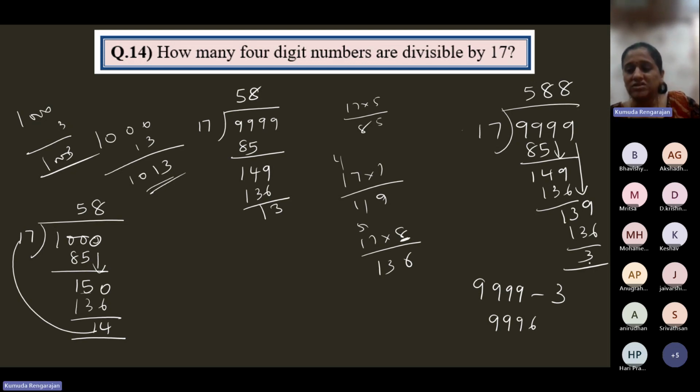Okay, so what's the remainder? 3. Now the dividend 9,999 minus 3 is 9,996. So we have got the first and the last 4-digit number exactly divisible by 17. So it is 1003. Then add 17, 1020. Add 17, 1037. So on till 9,996. So we have generated the AP.